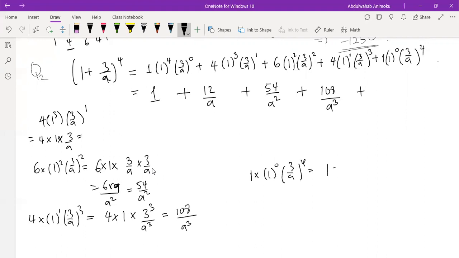So what does this give us? 1 times 1 raised to power 0 is 1 times 3 raised to power 4 over a raised to power 4. So 3 raised to power 4 is 81. So we have 81 over a raised to power 4. So this is the expansion for the second problem.